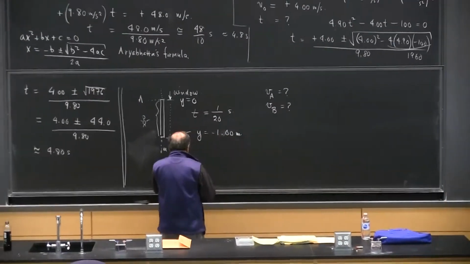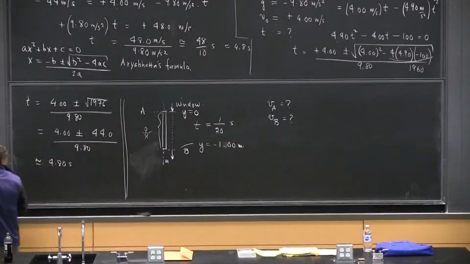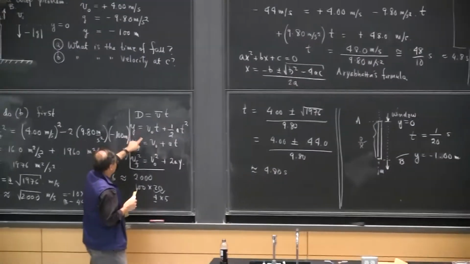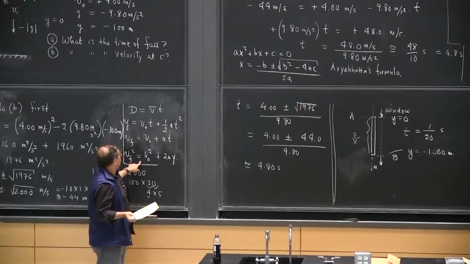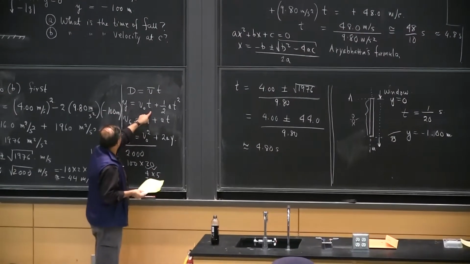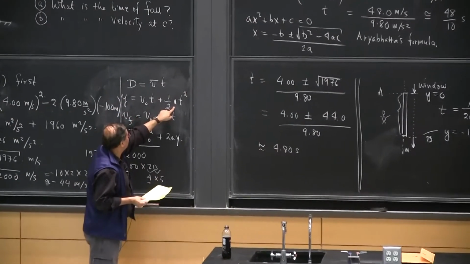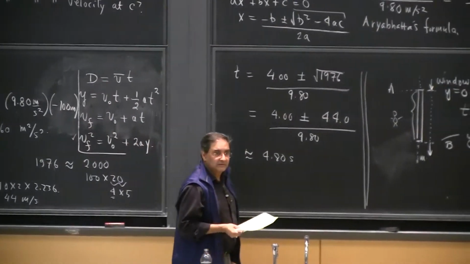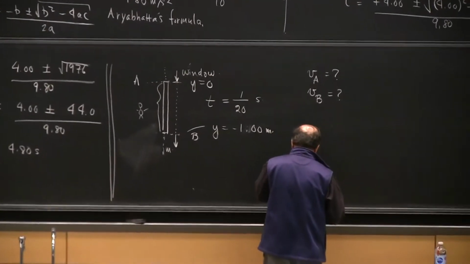So let's see what we know in this world. Again, we know our formulas. I've already recorded them here. I know y, so I'm restricted to choosing between this and that. But I know time, which means I can't use this, which means I'm back to this one. So I know y, I know time, I know a. So I can find v0. I have all the ingredients needed to find v0.